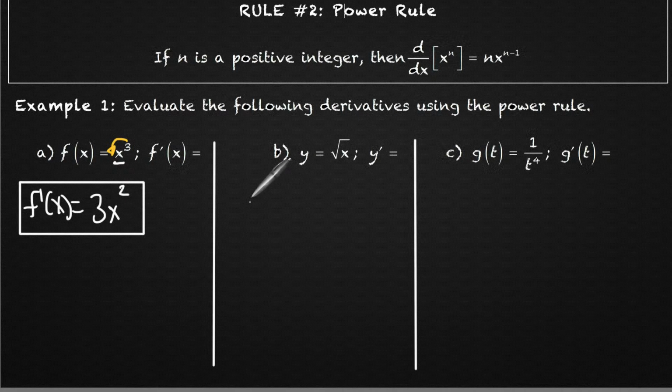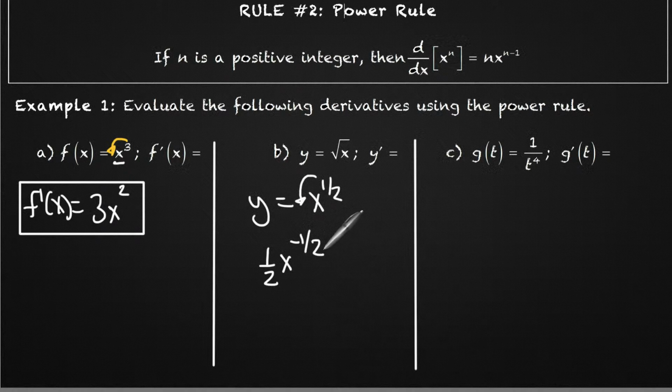Here we have y equals x to the 1/2 power. We always want to write radicals with a fractional power. If it's a square root, write it as 1/2; if it's a cube root, write it as 1/3, and so on. Now we're going to use the power rule. We take this 1/2 and multiply it in front, so it's 1/2 x, subtract 1 from the power, so negative 1/2.